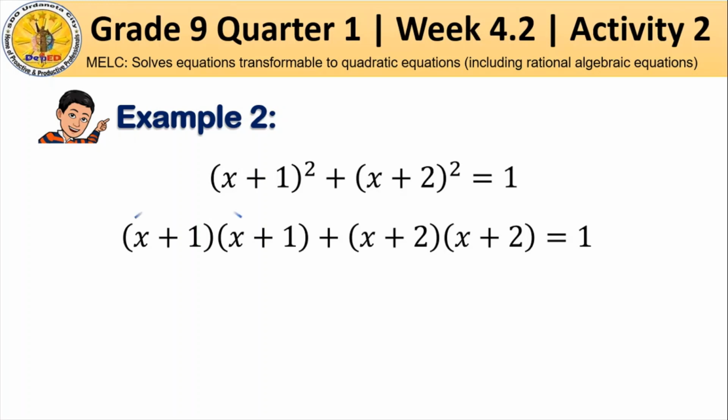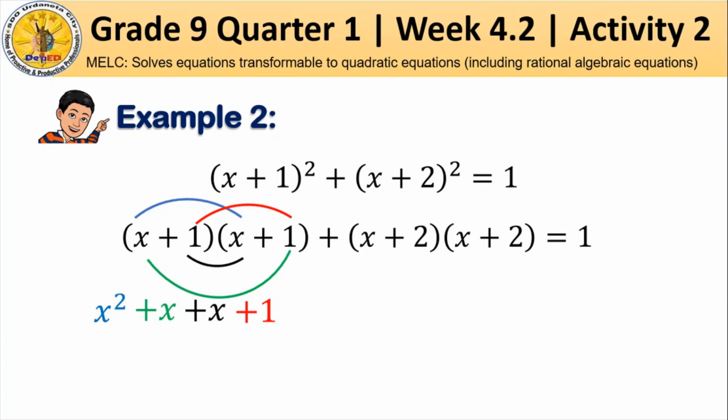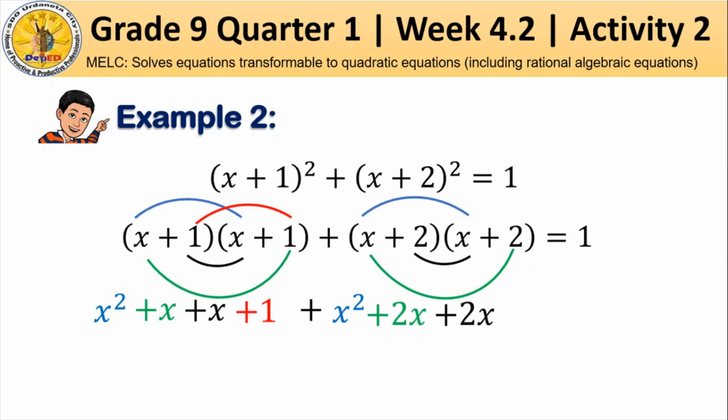By FOIL method, x times x is x squared. X times 1 is x. 1 times x, we have x. 1 times 1 is positive 1. Plus, x times x, we have x squared. X times 2 is 2x. 2 times x, we have 2x. And 2 times 2, we have 4. That is equal to 1.